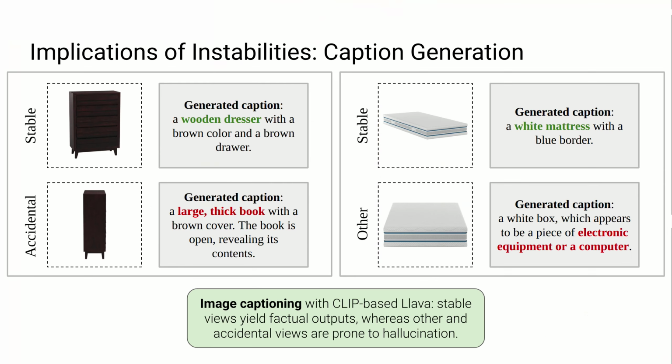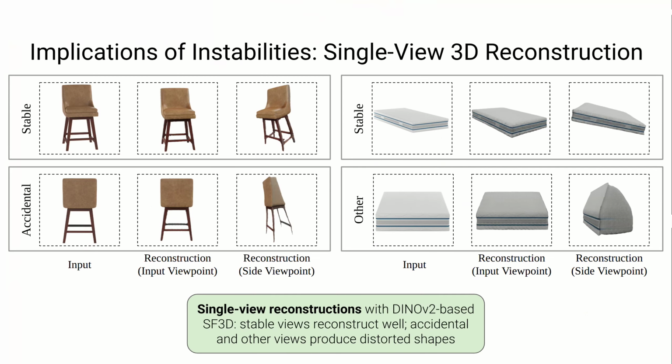This failure extends to generative tasks like image captioning, where unstable views cause the model to hallucinate, proving the vision instability directly corrupts the language model's output. Finally, for 3D reconstruction, unstable views cause the model's geometric understanding to collapse into distorted shapes, proving the final 3D quality is directly determined by the stability of the 2D input feature.